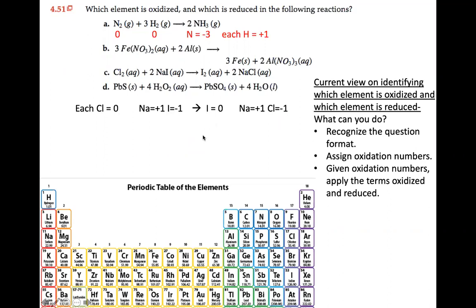Okay, now I can go on, but help me out right here. As we've worked through a couple examples, what's your current view right now as far as your self-appraisal when it comes to identifying which elements oxidize and which ones reduced?